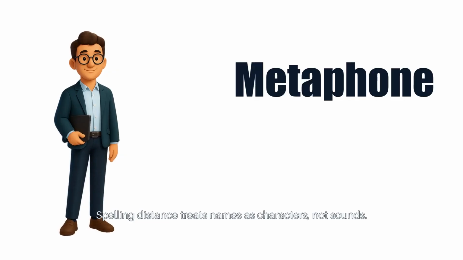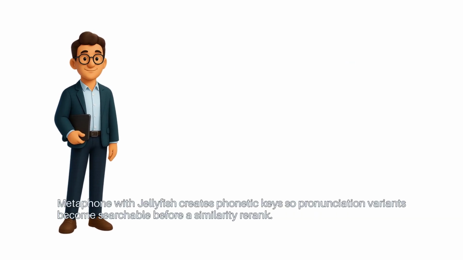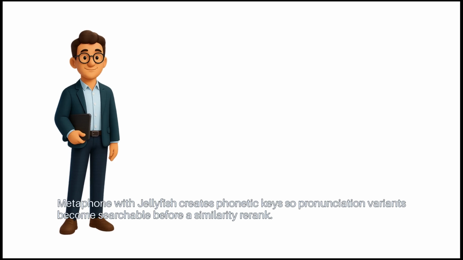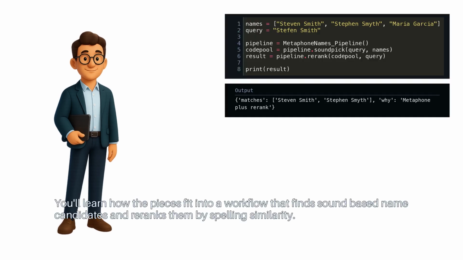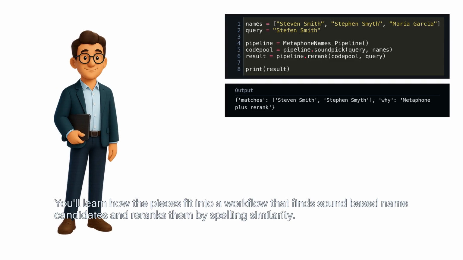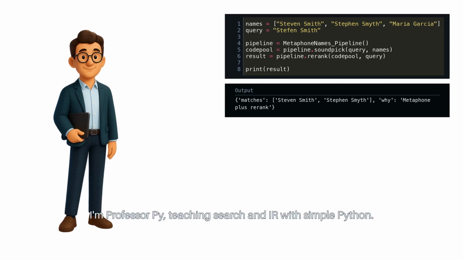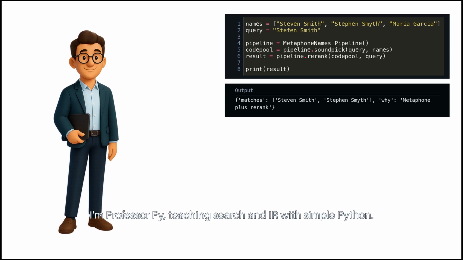Spelling distance treats names as characters, not sounds. Metaphone with jellyfish creates phonetic keys, so pronunciation variants become searchable before a similarity re-rank. You'll learn how the pieces fit into a workflow that finds sound-based name candidates and re-ranks them by spelling similarity. I'm Professor Pi, teaching search and IR with simple Python.